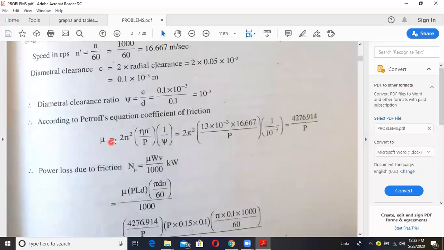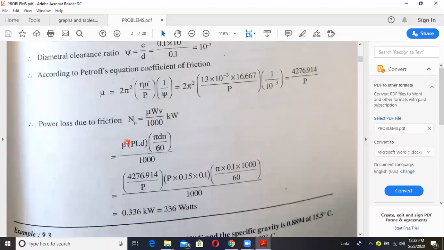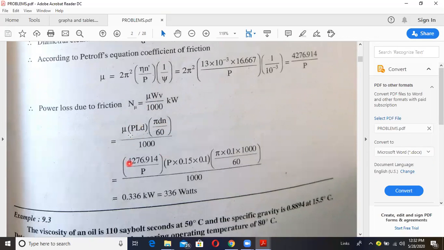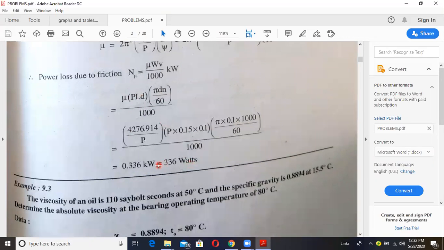Once we have calculated mu, substitute mu here. Then substitute W. We know that W is equal to P into L into D. Since P is equal to W by L into D, cross multiply, we will get W as P into L into D. And velocity is equal to pi dn divided by 60. So substitute mu, P, L, D, pi dn, everything. Then we will get power loss 0.366 kilowatts. Convert into watts. Then we will get 336 watts.